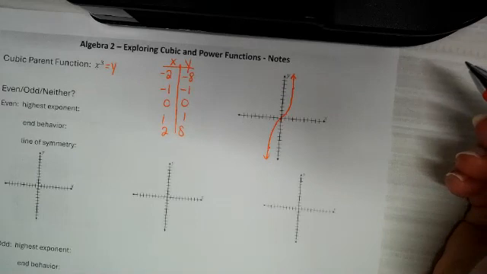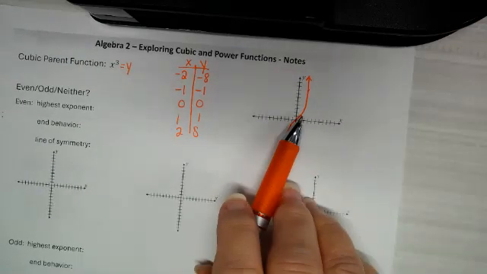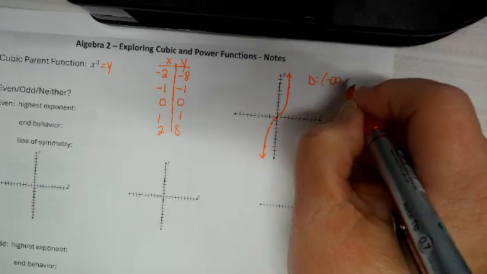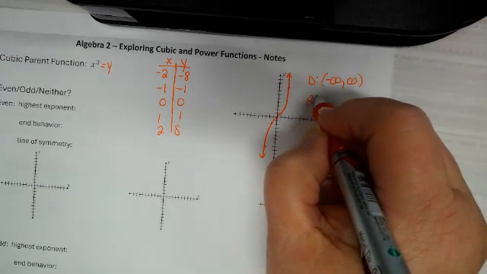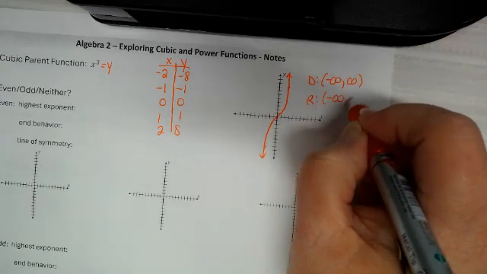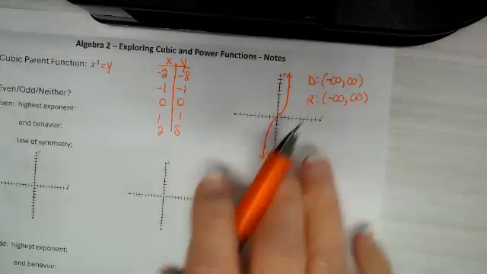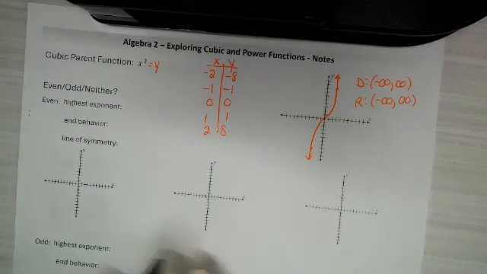That is your cubic function. That's the parent function. The domain of this function is all real numbers, and the range of this function is also all real numbers. And those two things are never going to change despite any transformations that might happen.